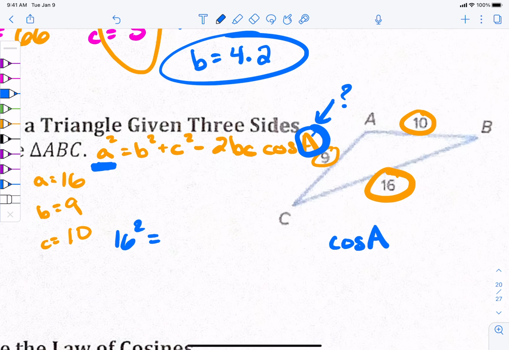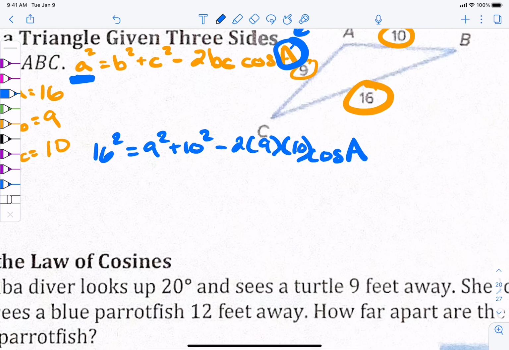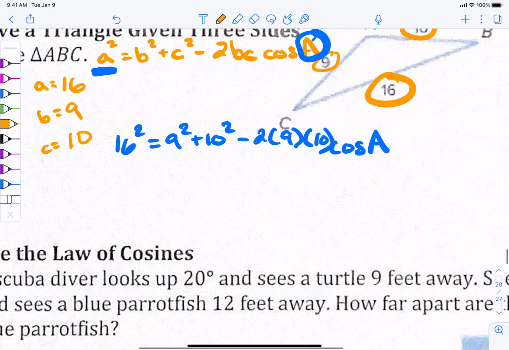Okay? All right. B and C, I'm going to do 9 squared plus 10 squared minus 2, 9, and 10, and cosine of A. Okay? Now, this one's super, super important to make sure that you do all your algebra right. So let's go through and write out, what is 16 squared?